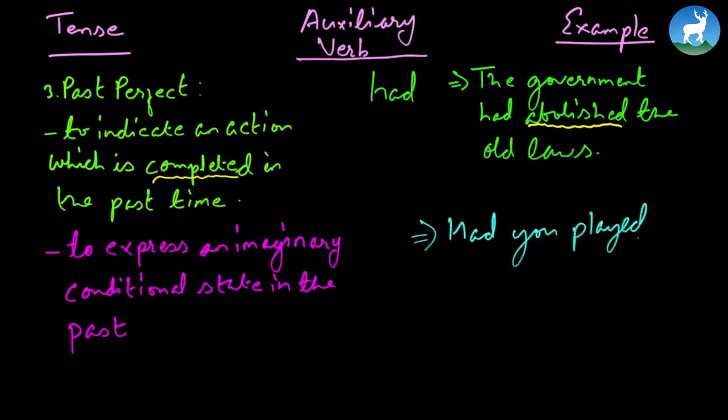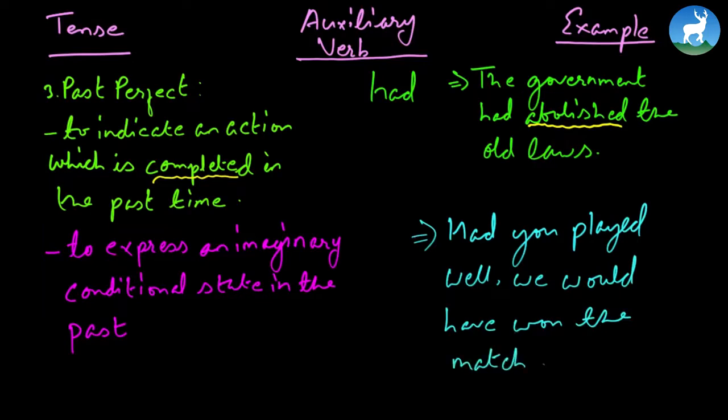Had you played well, we would have won the match. Now, here the team has already lost the match. That's why they would imagine, and they are perhaps blaming a certain individual. See, had you... this is imaginary because in the past they've already lost the game, but they're imagining that, had you played well, maybe someone did not play well. So now they are saying, had you played well, the consequences would have been different. We would have won the match.